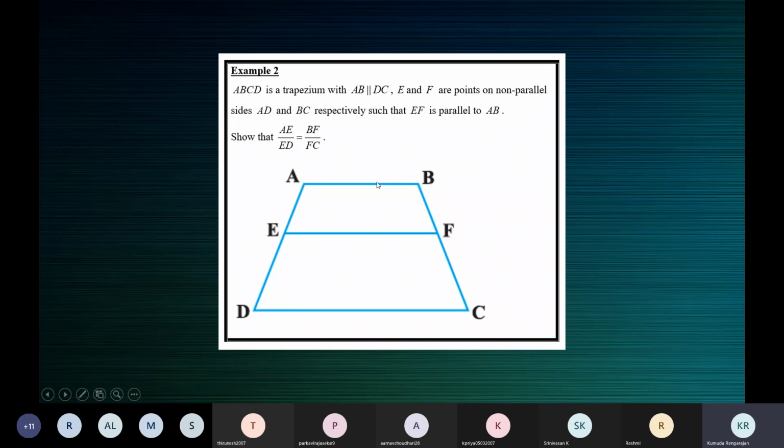See here, AB is parallel to DC. EF is parallel to AB. Yesterday I told you: two lines parallel to the same line are parallel to each other. AB is parallel to DC, AB is also parallel to EF. So EF is parallel to DC.